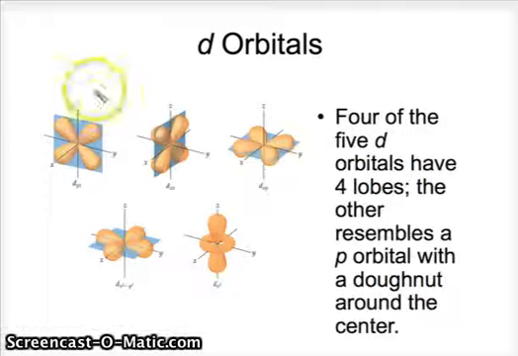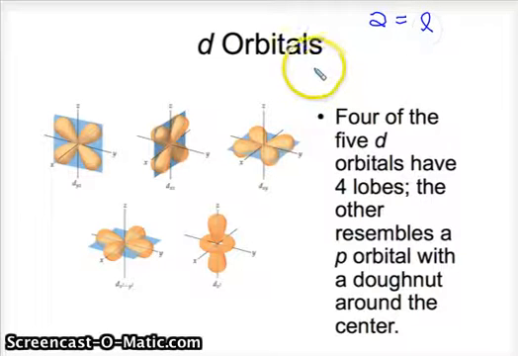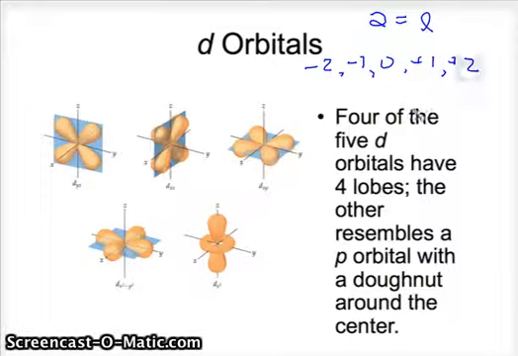And then d, again, notice with d, well, d equals 2. If l is equal to 2, then that means I have to have -2, -1, 0, +1, +2. And sure enough, I see 5 different orbitals, and I had 5 different numbers. So again, that 3-dimensional shape is showing you there's 5 different ways it could orient in space.